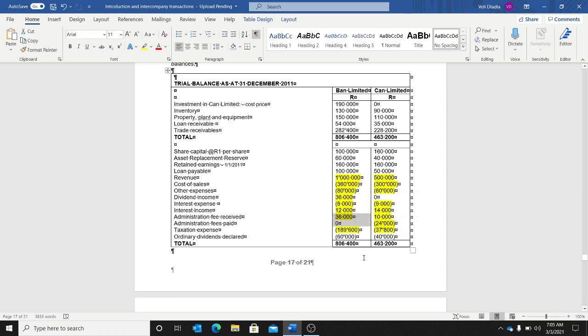I can only eliminate 24,000 because 24 is between the two of them. You don't go and eliminate the whole 36 because it's not 36 that is between the two of them. It's only 24,000, which is 2,000 times 12. That is between the two of them. You can only eliminate that amount.